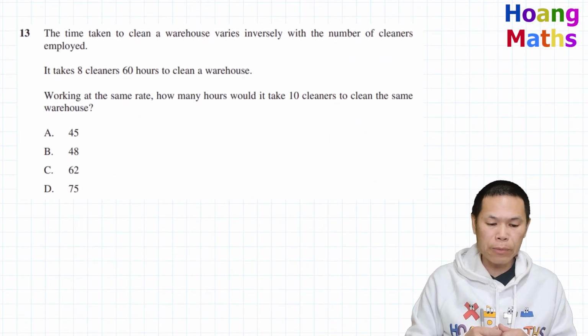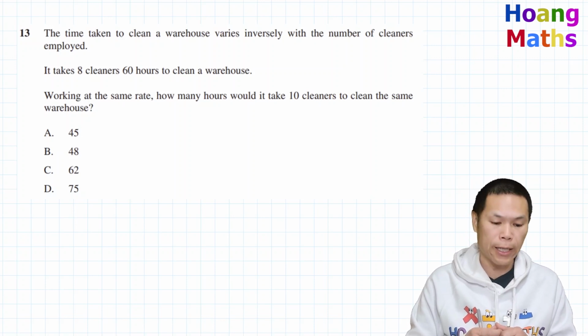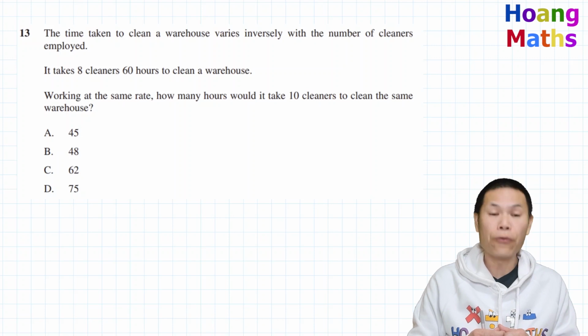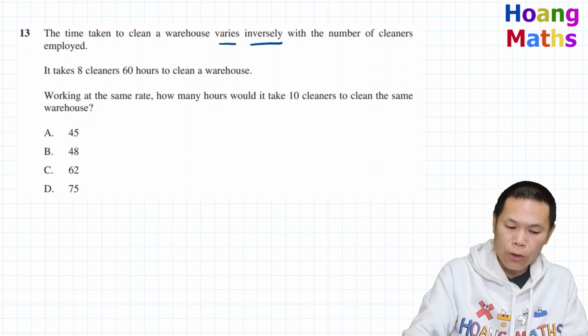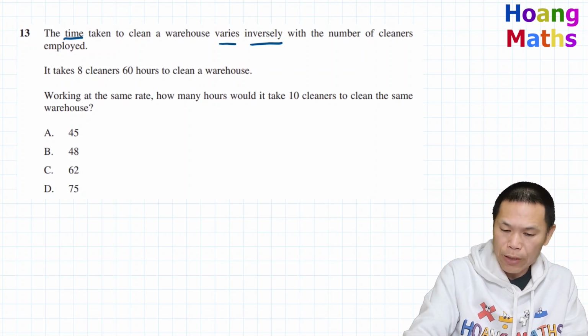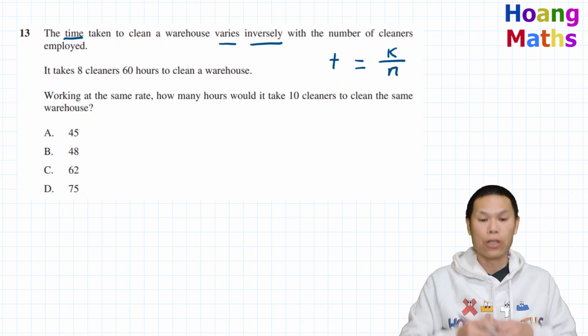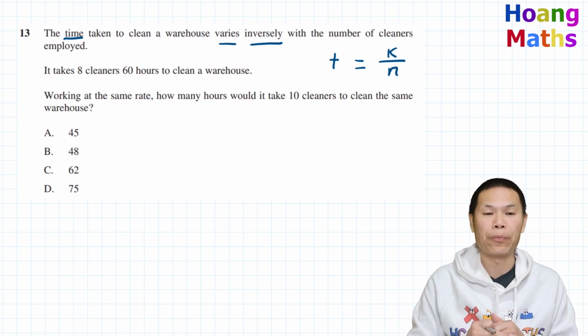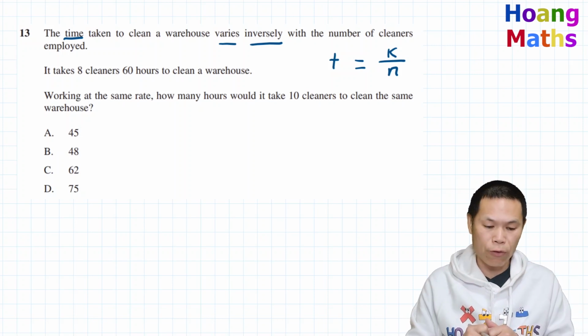Question 13. The time taken to clean a warehouse varies inversely with the number of cleaners employed. So first of all, we know that it varies inversely. Let's say T is the time. So that means T is equal to K over the number of cleaners. Let's say N is the number of cleaners. So T is equal to K over N. That is a general rule for inversely proportional to, if you like.